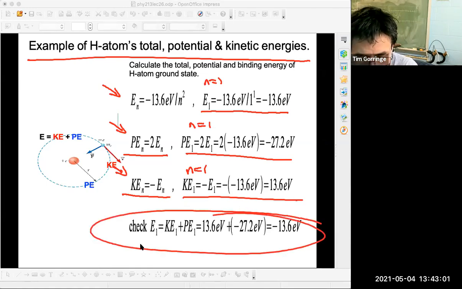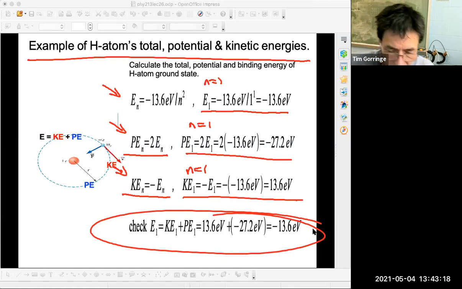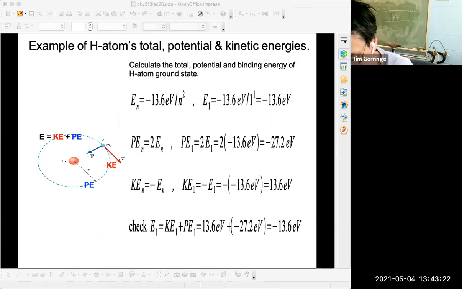And you can always check your numbers, right? The total energy is the sum of the kinetic and the potential energies. The total energy is 13.6 electron volts plus minus 27.2 electron volts. That is minus 13.6 electron volts. So that's an example of energies in the atom.